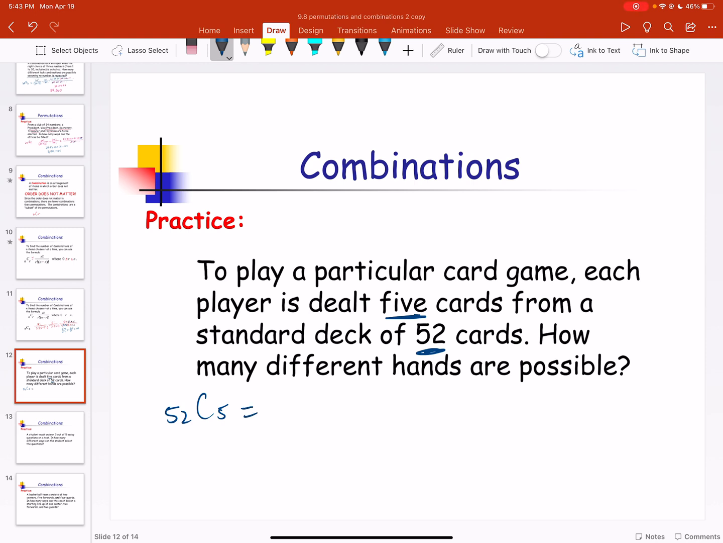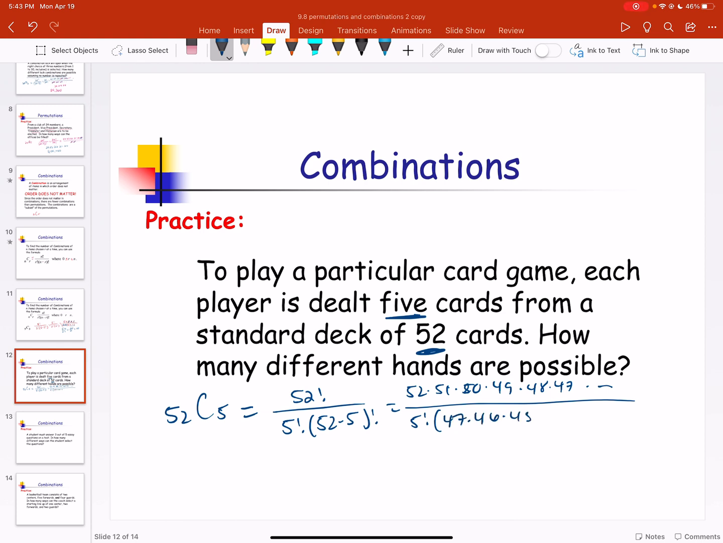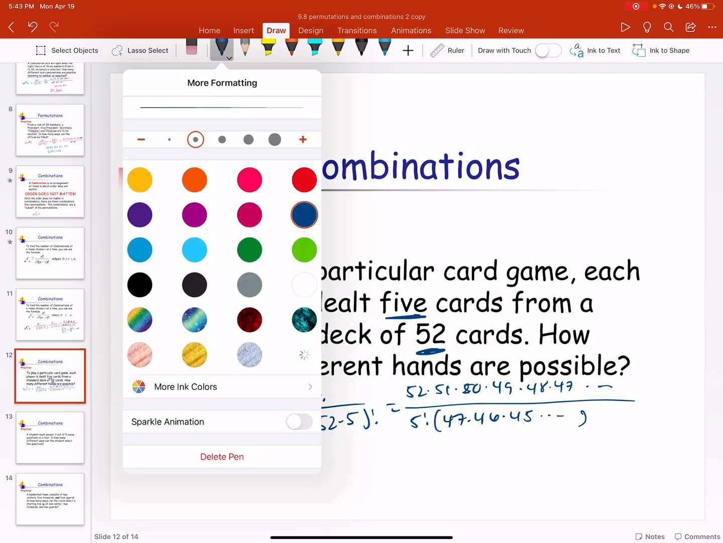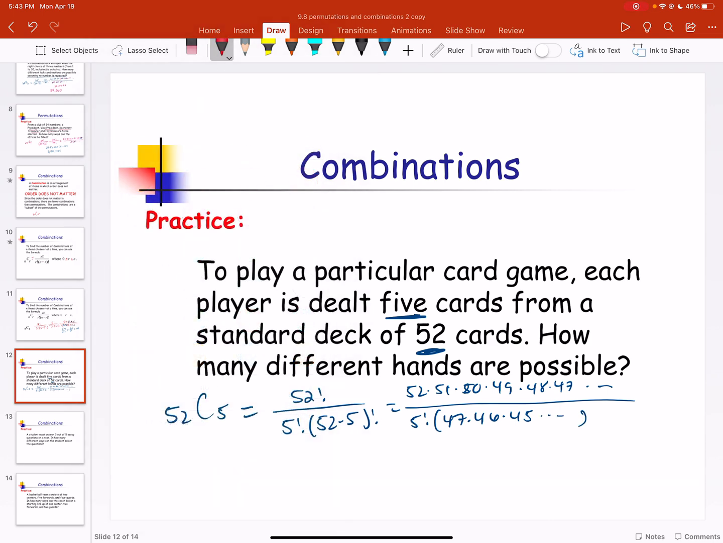Setting that up, that's going to be 52 factorial over 5 factorial times 52 minus 5 factorial. So that's 52, 51, 50, 49, 48, 47, and so on. We have 5 factorial, and then 52 minus 5 is going to be 47, 46, 45, and so on. So you'll see that you can cancel out from the 47 on.